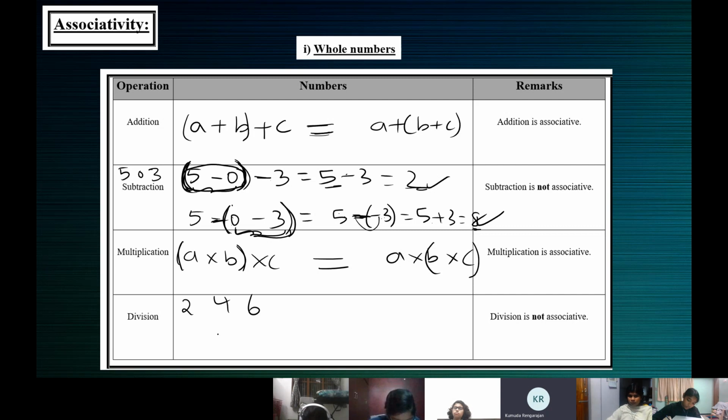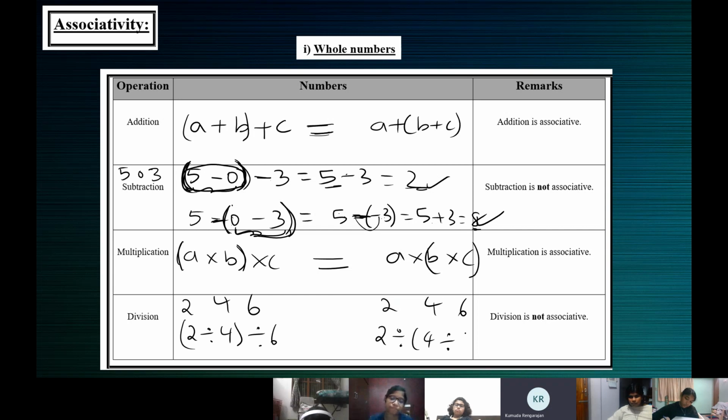Supposing you take 2, 4, 6. First you divide 2 by 4 and then you divide by 6. Same numbers 2, 4, 6. If you do this in a different grouping, you will get different results. How to solve all this we'll see later, children, because now we'll just understand the property. When you take three whole numbers and group them in different orders and divide, you will not get the same answer.